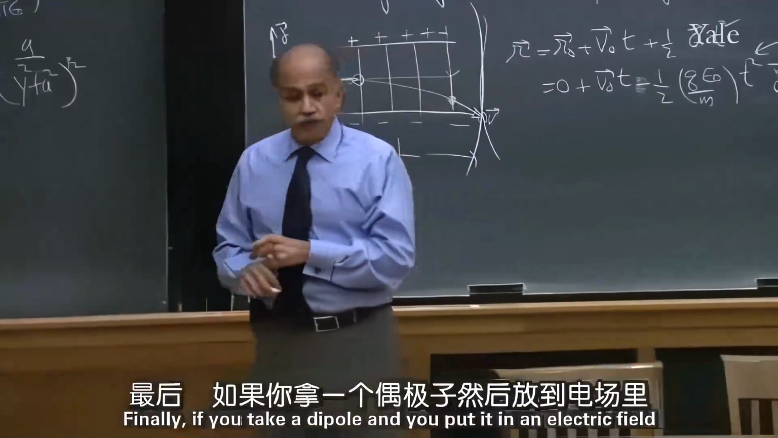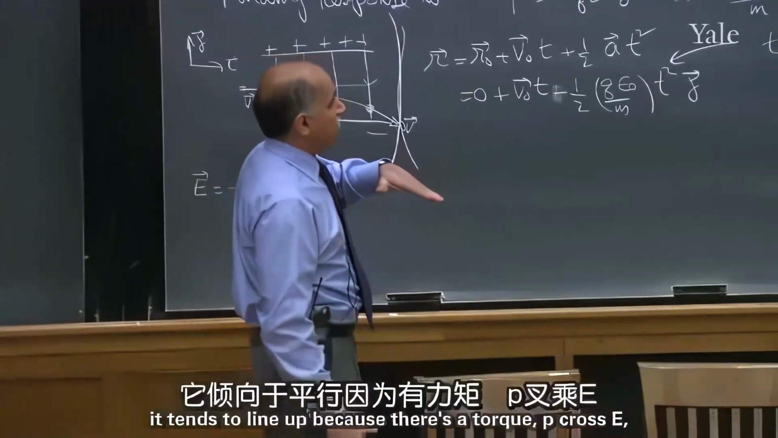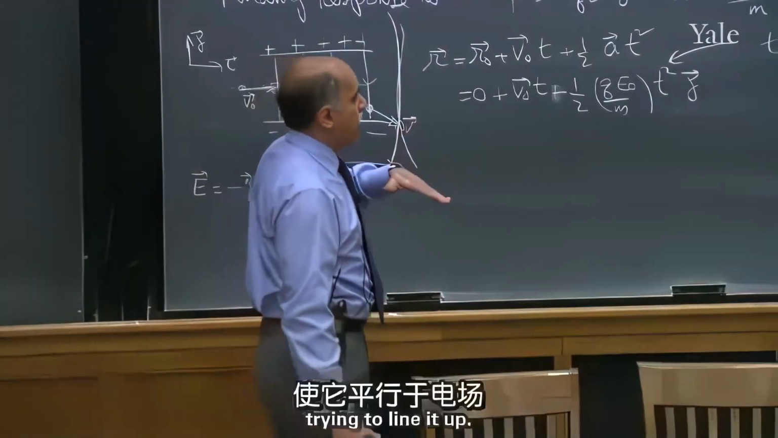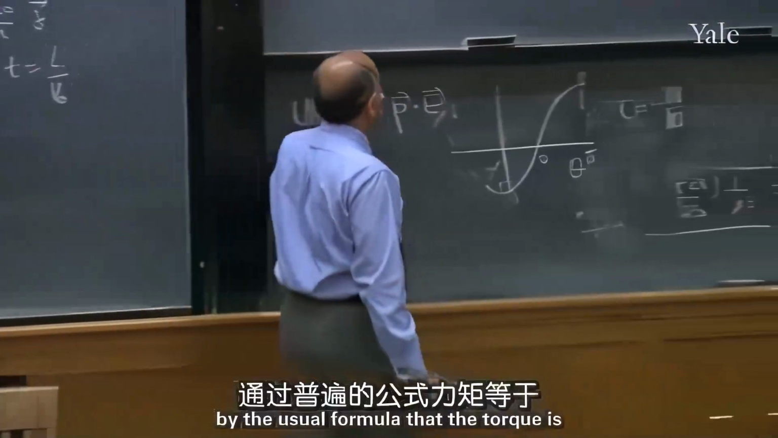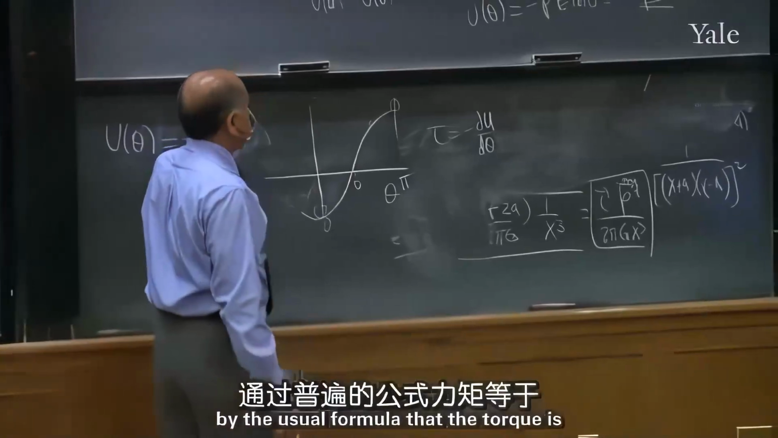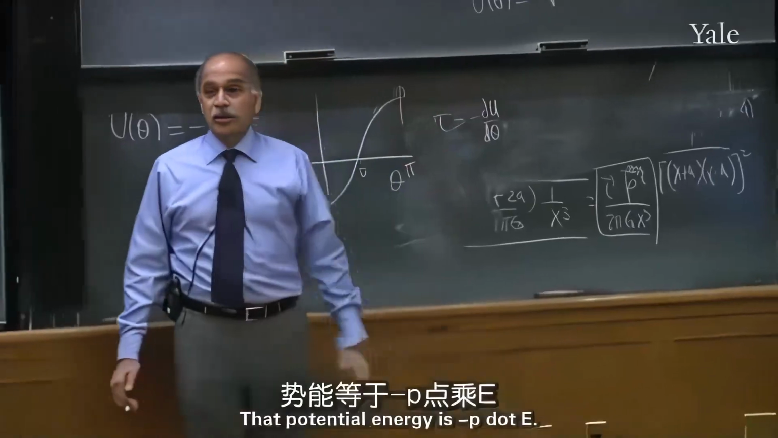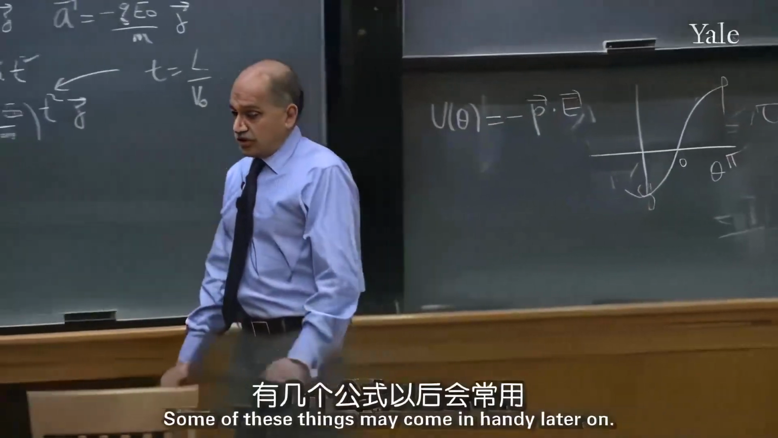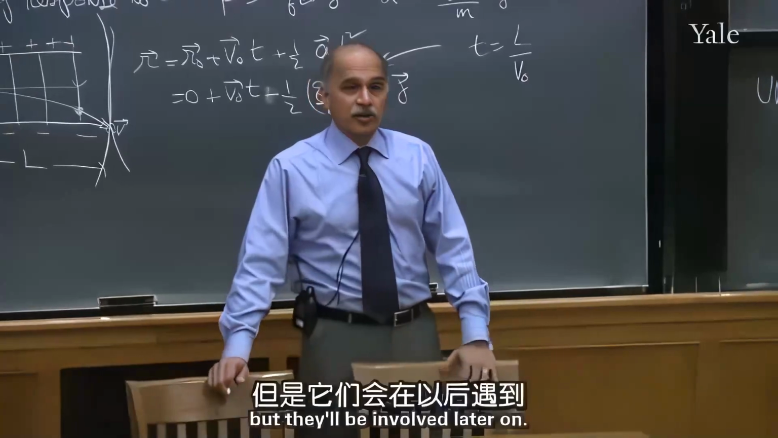Finally, if you take a dipole and you put it in an electric field, it tends to line up because there's a torque, P cross E, trying to line it up. And with that torque, you can associate a potential energy by the usual formula that the torque is minus the derivative of the potential energy. That potential energy is minus P dot E. Some of these things may come in handy later on. So you don't have to memorize them, but they'll be invoked later on.